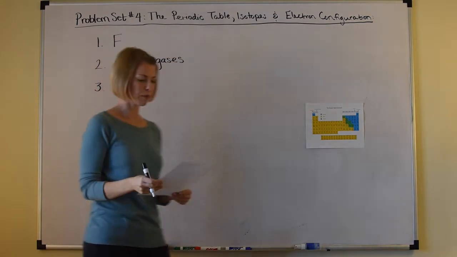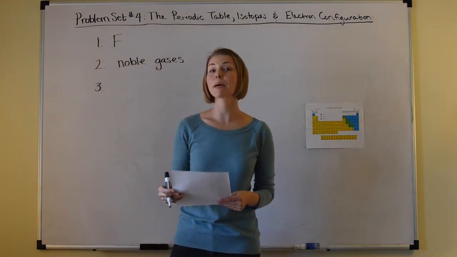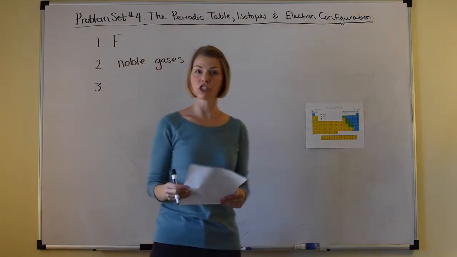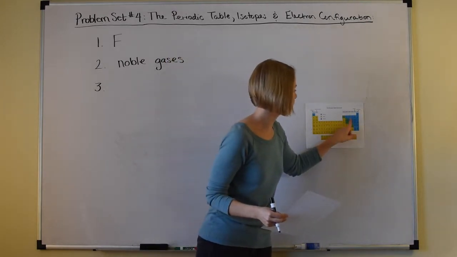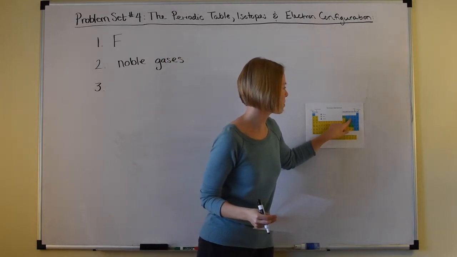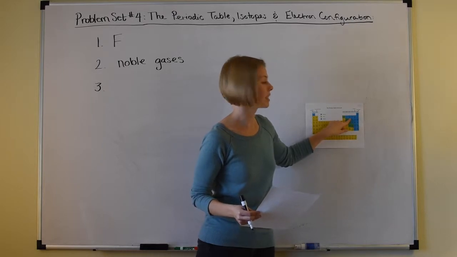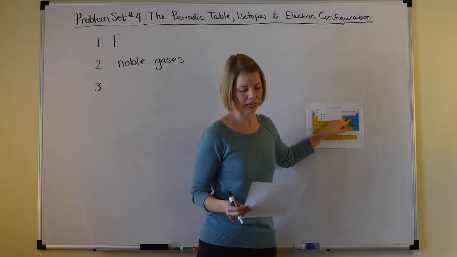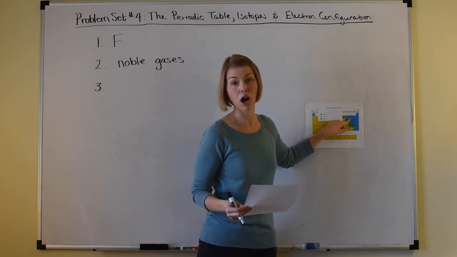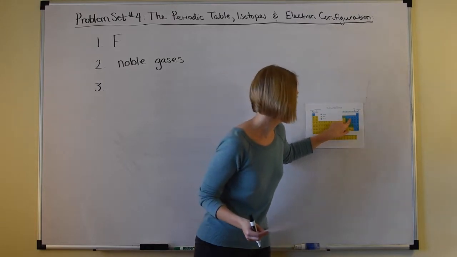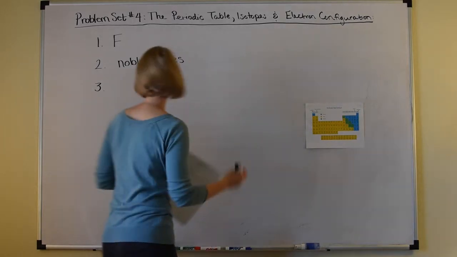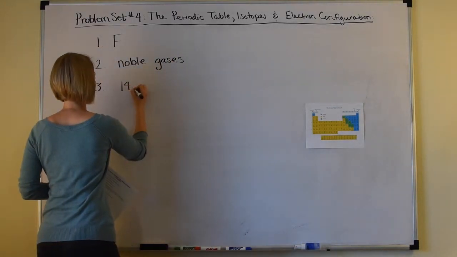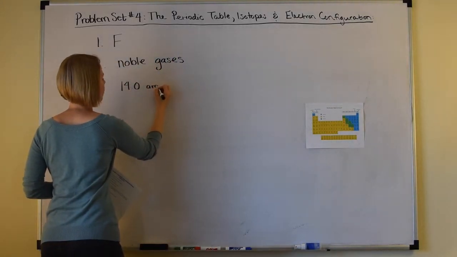Number 3. What is the atomic mass of nitrogen? That is a number that you can find from the periodic table. Remember that it is not going to be a whole number because it is a weighted average for all the naturally occurring isotopes of that element. So make sure you're looking at the atomic mass, not the atomic number. The atomic mass is 14.0, and that's atomic mass units.